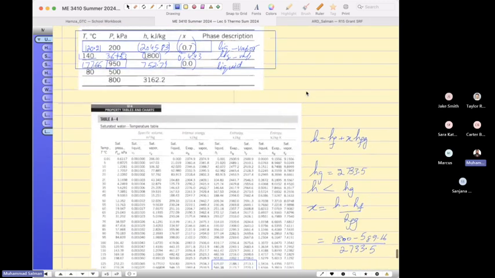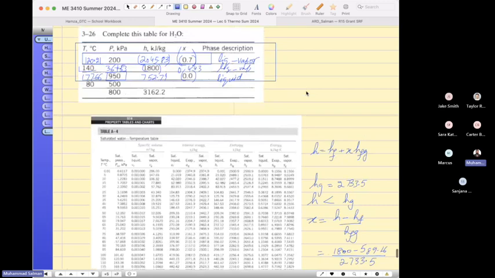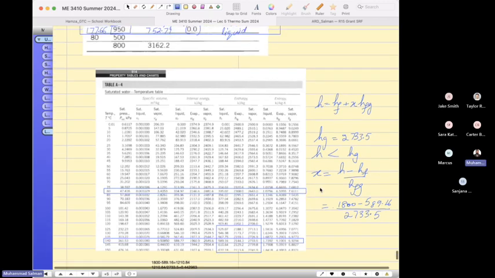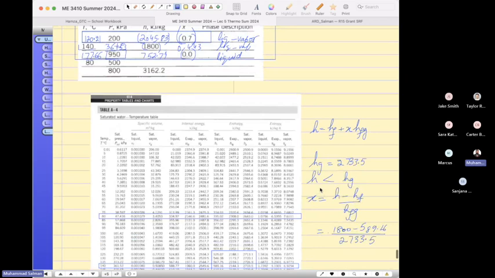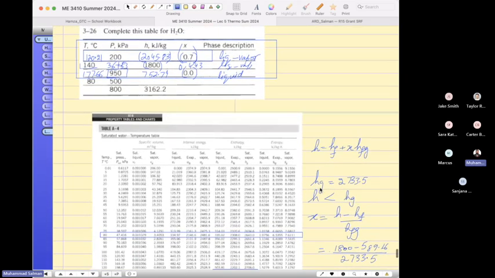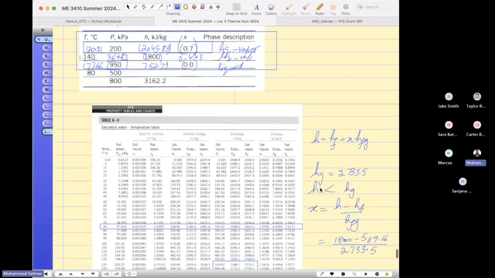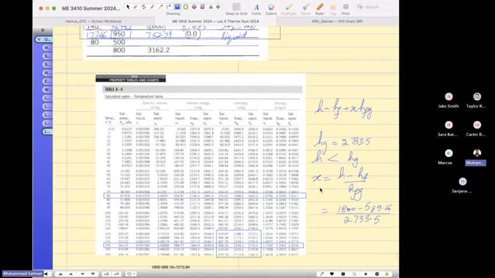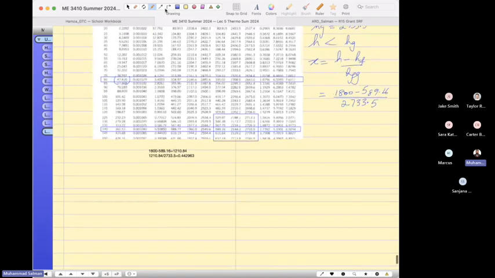The next row is 80 and 500. Yeah, it is over here. Look, 80 is given directly here. Now, what is the saturation pressure? Here, the saturation pressure is 47.416. So look, this pressure is a saturation pressure, which is at the dry vapor line.